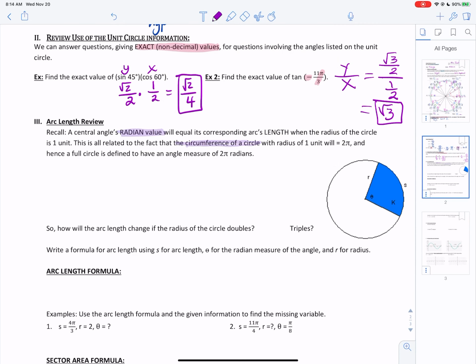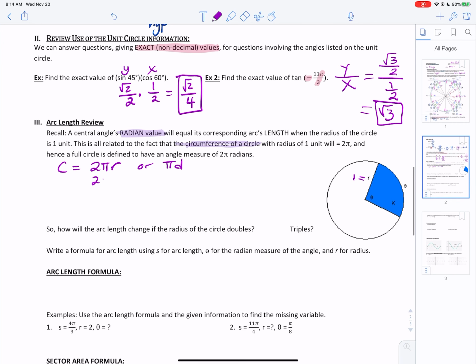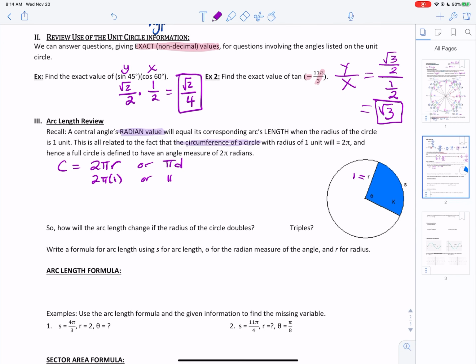So I have a little circle diagram over here for you, so let's just talk about that briefly. If your radius is 1, your circumference is going to be 2 pi times the radius, or pi times diameter, whichever one you want to think about. If your radius is 1, your diameter is 2. Either way you do this, the circumference of this pretty little circle I've given you is 2 pi.